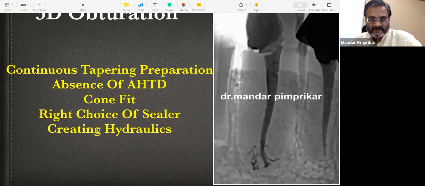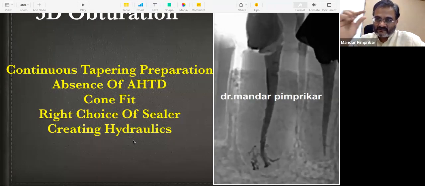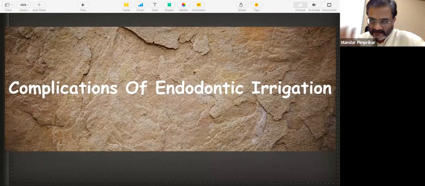Then cone fit is extremely important, but obturation is not today's topic, so I will not talk much about it. And right choice of sealers, and you should be able to create hydraulics. If you have cleaned those irregularities, lateral canals, then if you do not create hydraulics while doing obturation, they will not get filled. So warm vertical compaction is one of the methods where you can create hydraulics. You downpack the master cone into the last 4 to 5 millimeters of the working length, and that way you can create hydraulics where the lateral anatomies get filled automatically.